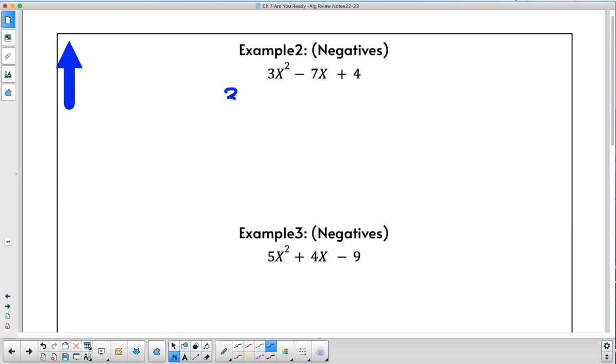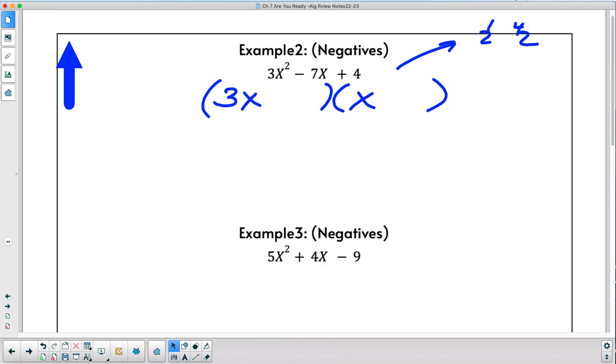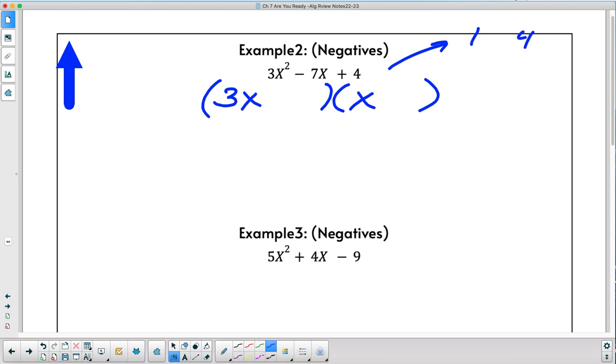I got 3x and x. Now, what's cool about 4, I got 2 and 2 or 1 and 4. That's it. 2 and 2, 1 and 4 is it. And those aren't very clear, so we're going to write those down again. I got 1 and 4 and 2 and 2. Well, if I go 4, and keep in mind I got negative, that means both of them have to be the same.